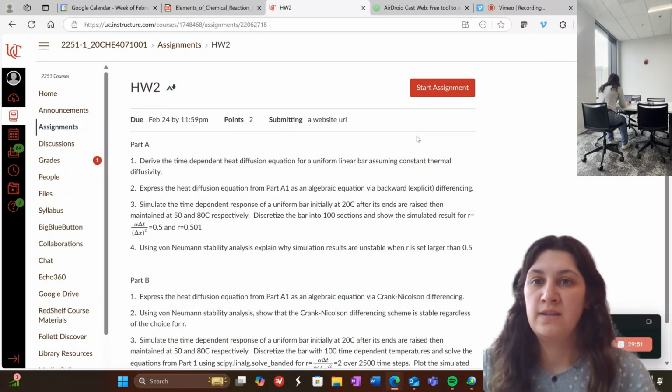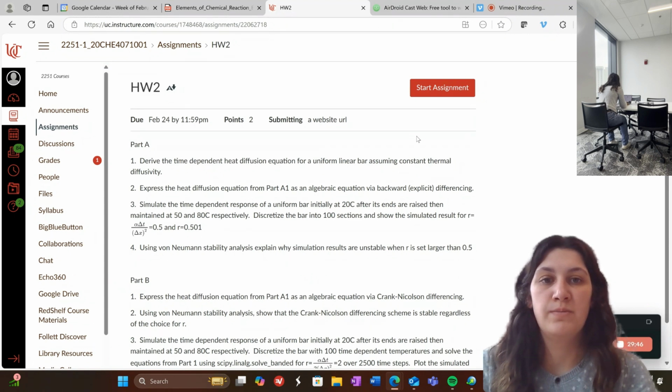Question 1 of Part A says, derive the time-dependent heat diffusion equation for a uniform linear bar assuming constant thermal diffusivity.